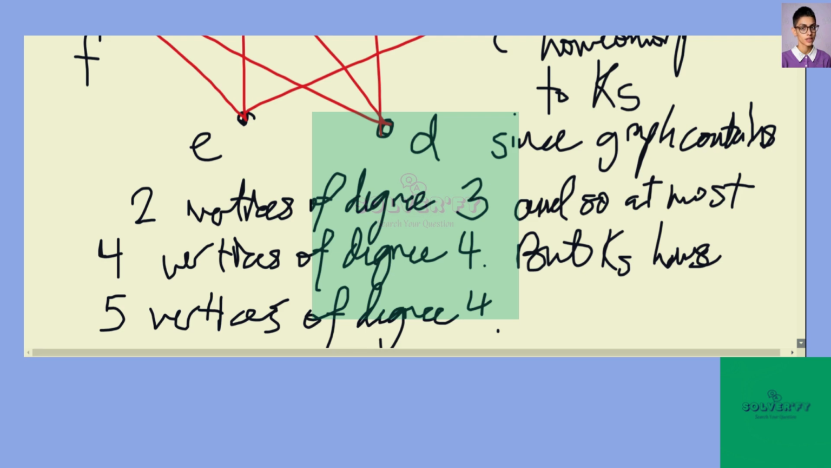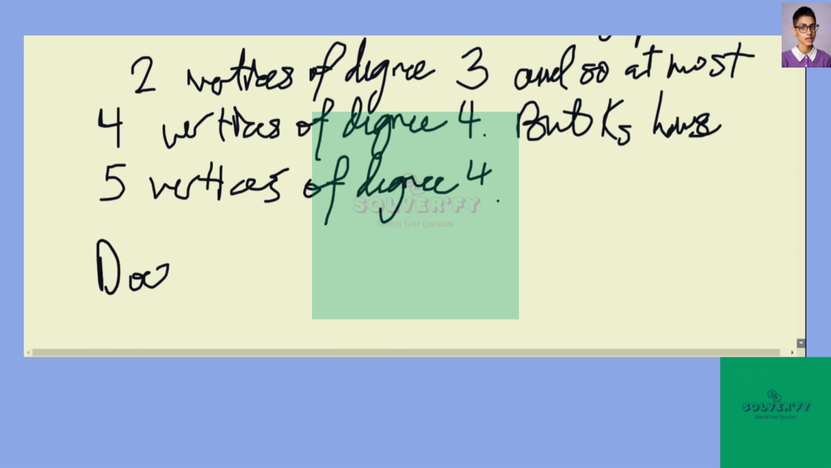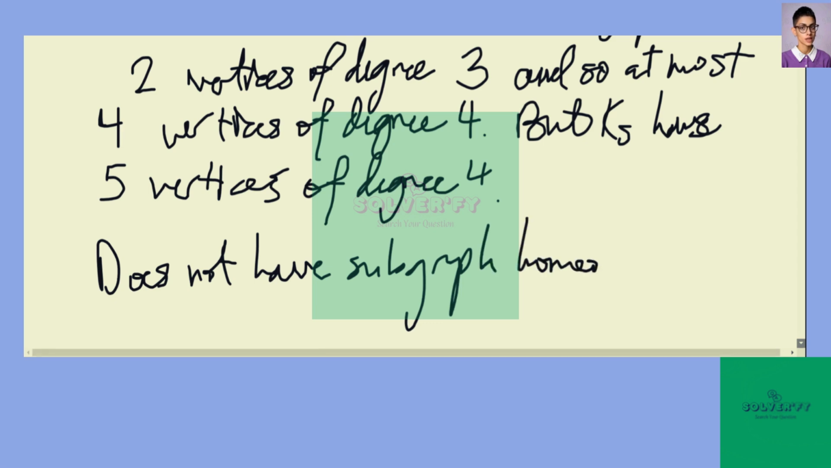Now, notice that the given graph also does not have a subgraph homeomorphic to the complete bipartite graph K33. And this is because there are not 3 vertices that are connected to all remaining 3 vertices in the graph.